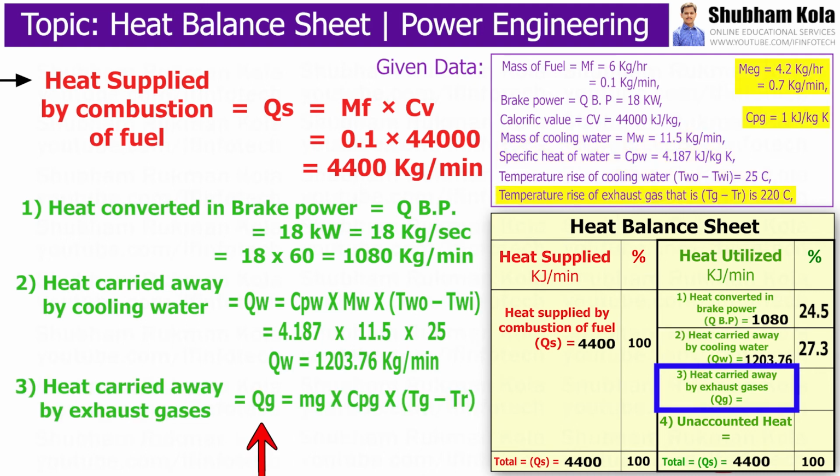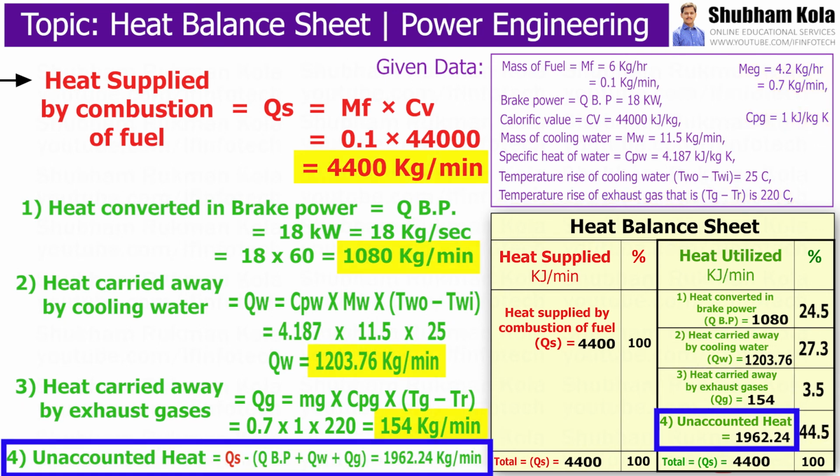Now to calculate heat carried away by exhaust gases, that is QG, put the value of mg, that is mass of exhaust gases, into CPG, that is specific heat of exhaust gases, and temperature rise of exhaust gases, that is Tg minus Tr, and we'll get the value of heat carried away by exhaust gases, that is Qg, equal to 154 kJ per minute. Now to calculate unaccounted heat, we'll subtract the sum of heat converted in brake power, heat carried away by cooling water, and heat carried away by exhaust gases from the heat supplied by combustion of fuel. So here we got unaccounted heat as 1962.24 kJ per minute.